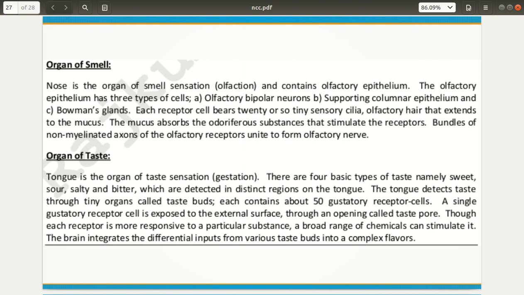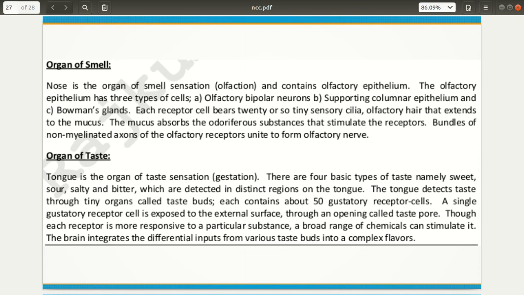The nose is the organ of smell, and the sensation is olfaction. It contains the olfactory epithelium. The olfactory epithelium has three types of cells: olfactory bipolar neurons, supporting columnar epithelium, and Bowman's glands. Each receptor cell bears 20 or so tiny sensory cilia, olfactory hairs, that extend into the mucus. The mucus absorbs the odoriferous substances that stimulate the receptors. The bundles of non-myelinated axons of the olfactory receptors unite to form the olfactory nerve. That is how the sensation of smell is conveyed by all these structures, and it reaches the brain.